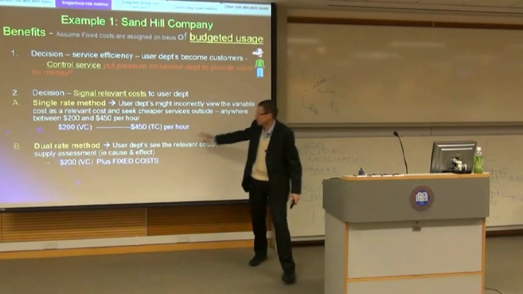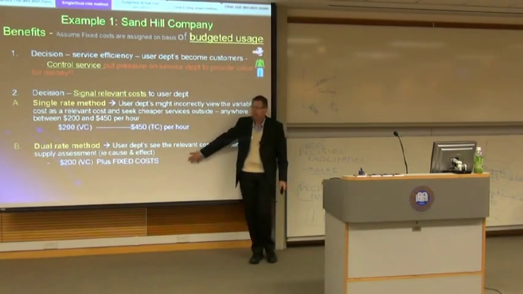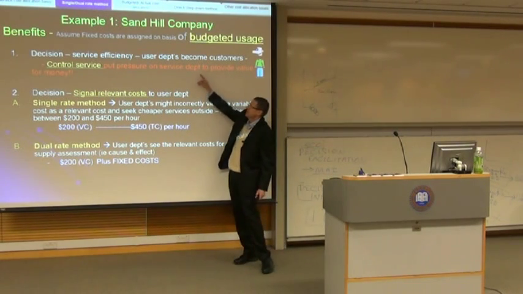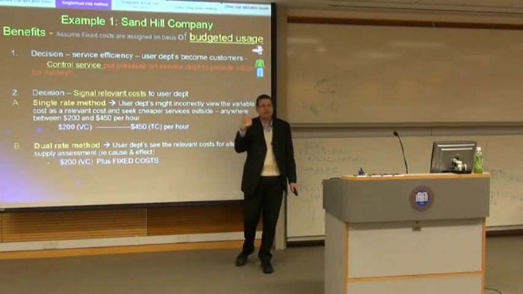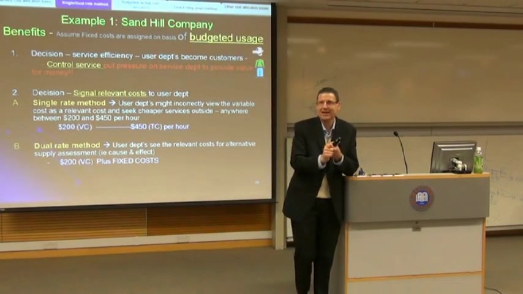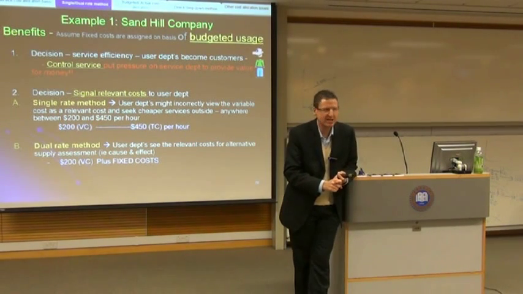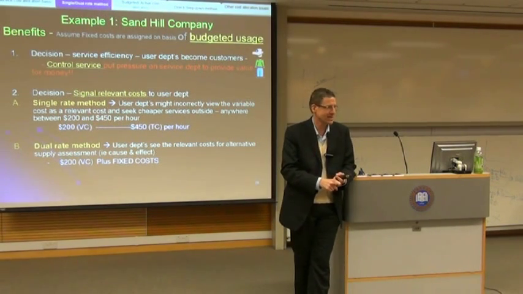Number two, the dual rate method enables us to overcome that. So when you allocate with a dual rate method, you've got two benefits. Number one, you improve control, decision influencing, and you improve relevant information for decision facilitating.